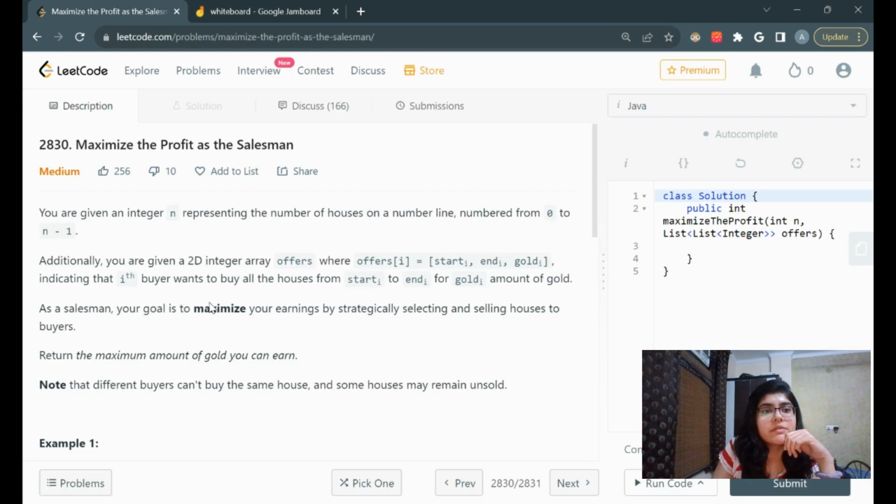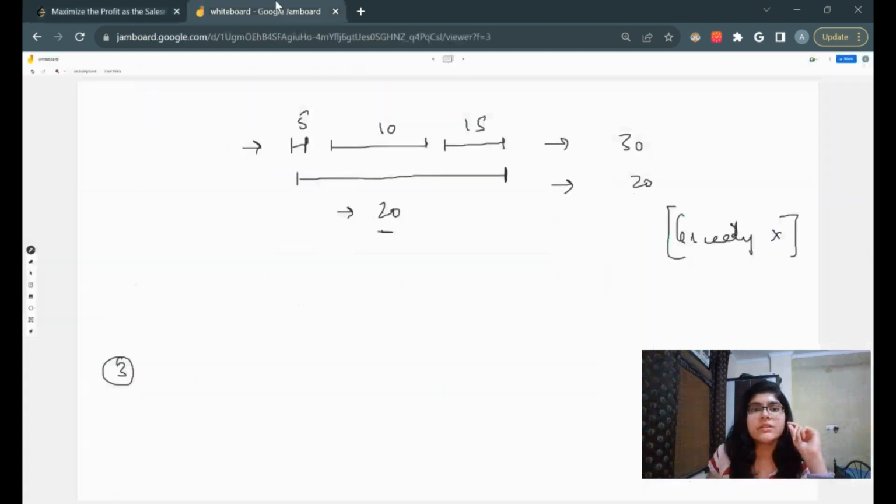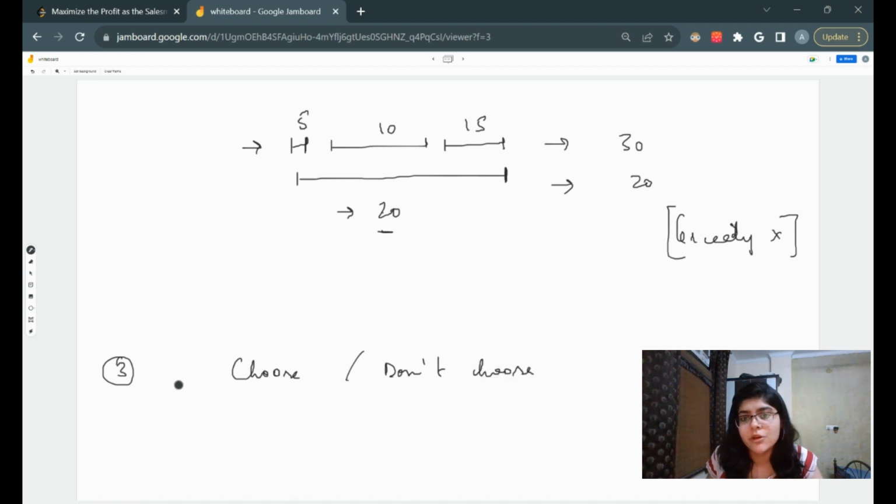So what we can see is we need to maximize the amount of profit, right? And we have to strategically select. What this means is that for any particular buyer, I have two choices: either to choose this particular buyer or don't choose this particular buyer. So whenever there are choices such as choose or don't choose, this is a clue for us to apply a DP algorithm.